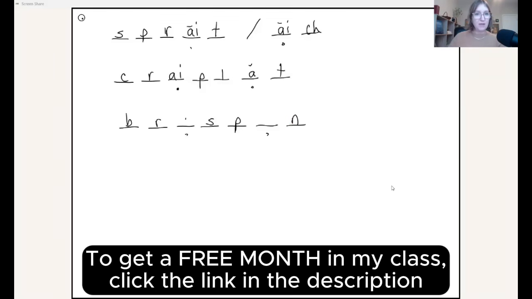Okay, consonants. B, R, A, S, P, A, N. Vowels. A. I start with an A, but can that A say A in that spot? No, because there's not a vowel in the next one or two spots. If there's not one, make one. That's why we put AI right there. Now that A can make its long sound. The most common spelling for A is an A, and it can make its short sound right here just fine because there's not a vowel there or there. Brayspan.